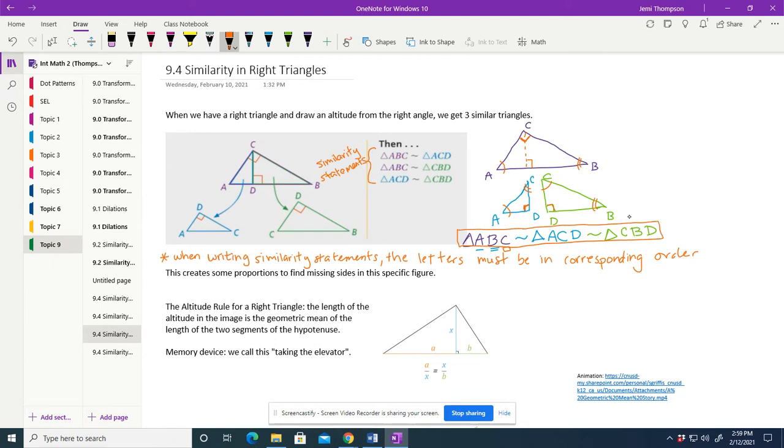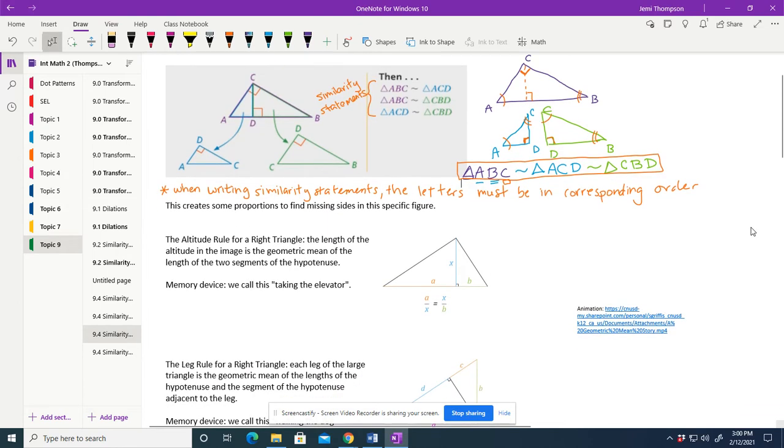So here's a different way to write a similarity statement. Above, I only have two triangles that are similar, and I wrote all the combinations. And then here, I've just got it written differently, but I've got one statement with them all being similar. Just different ways to write similarity statements.